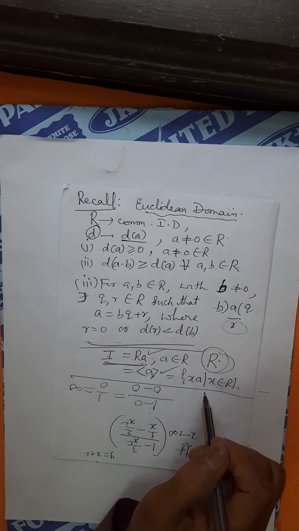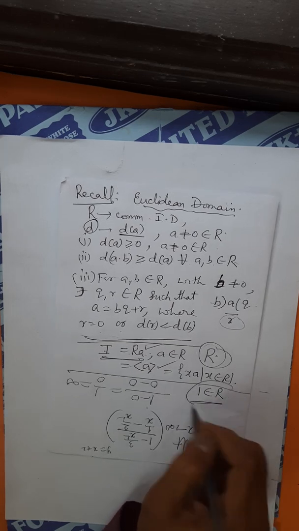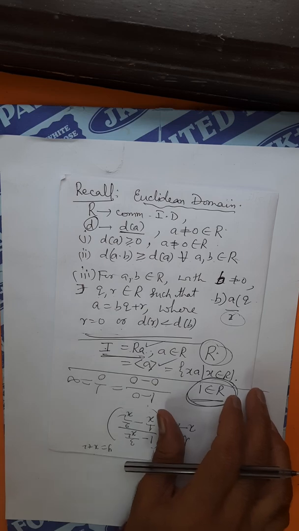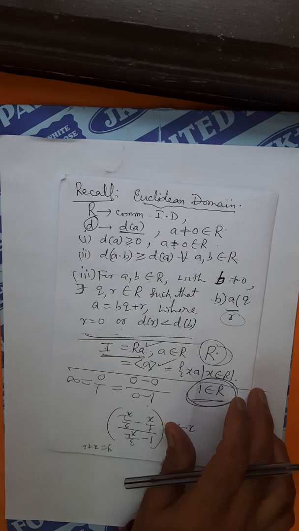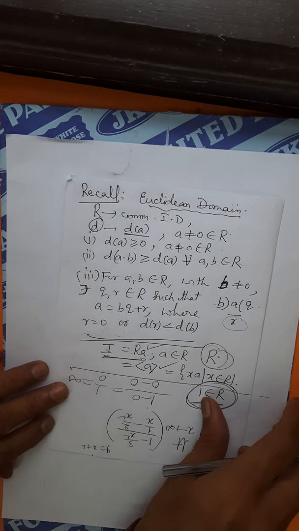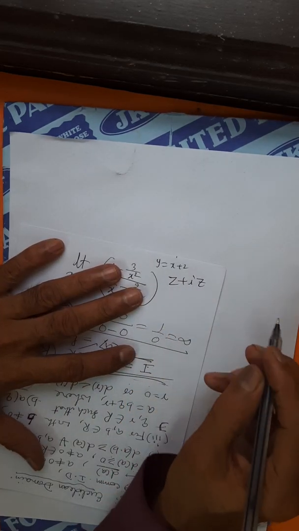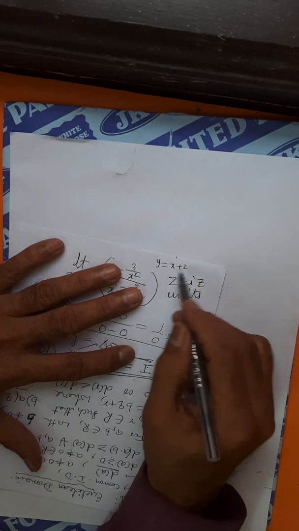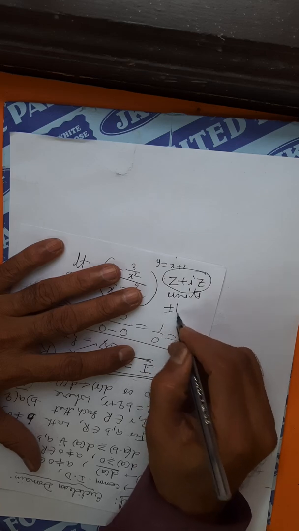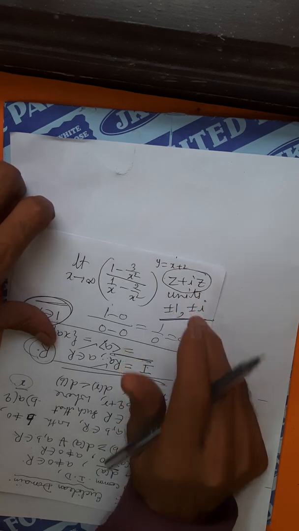Following this proposition, you have proved that a Euclidean domain possesses a unit element: one belongs to R, the identity element belongs to R. Then you have solved a problem, d of A equal to d of 1, and you have found the units of the ring of Gaussian integers, which is Z plus iZ. You have shown that all the units of the ring of Gaussian integers are nothing but plus or minus 1 and plus or minus i.